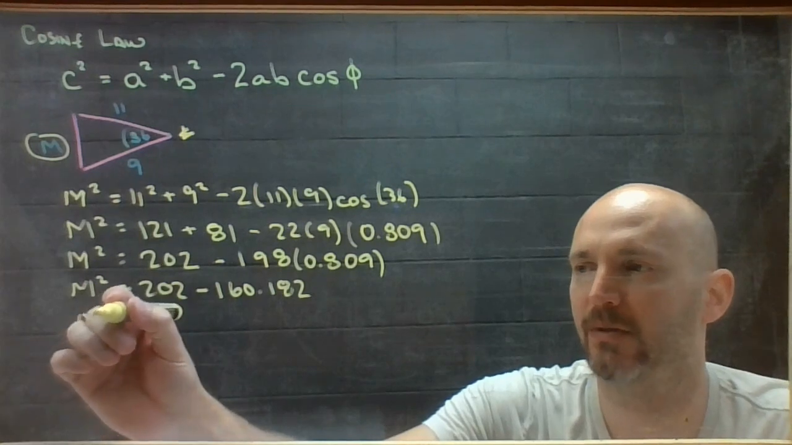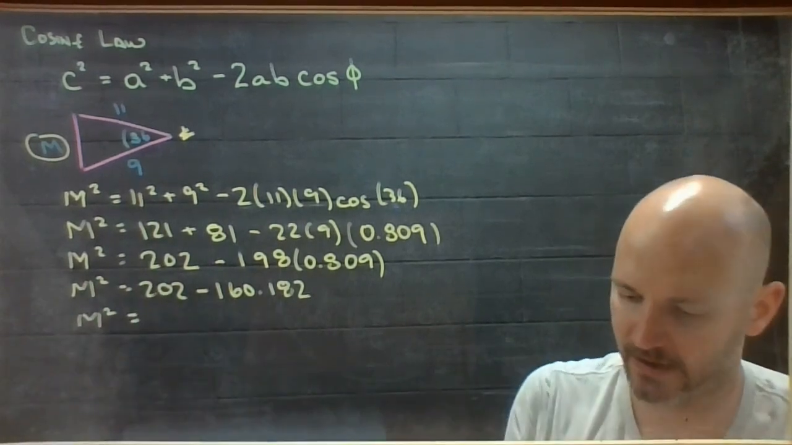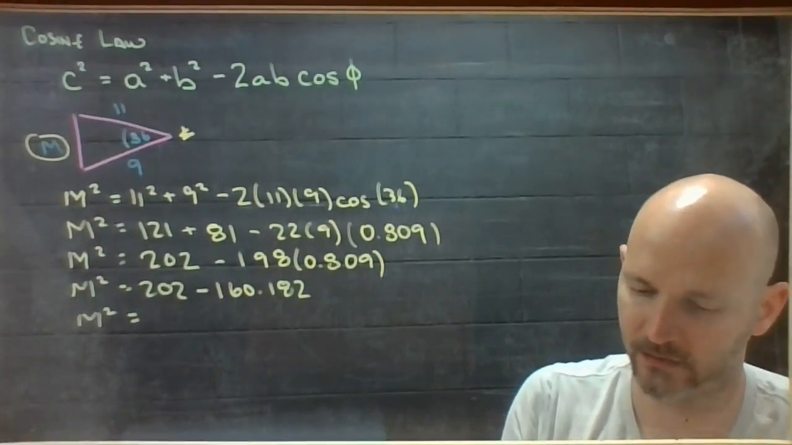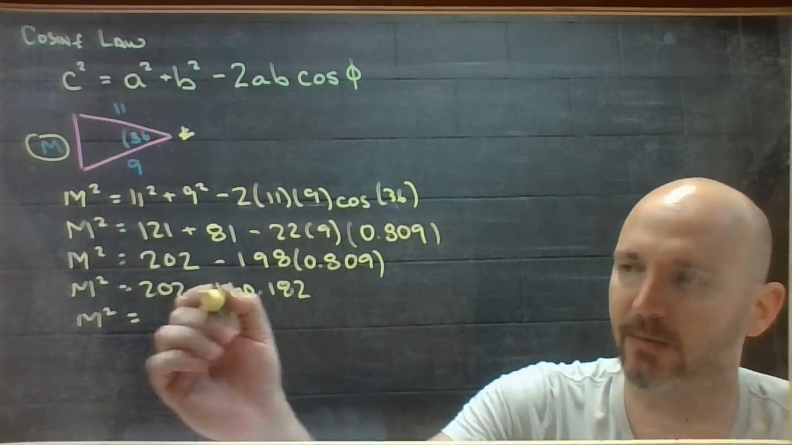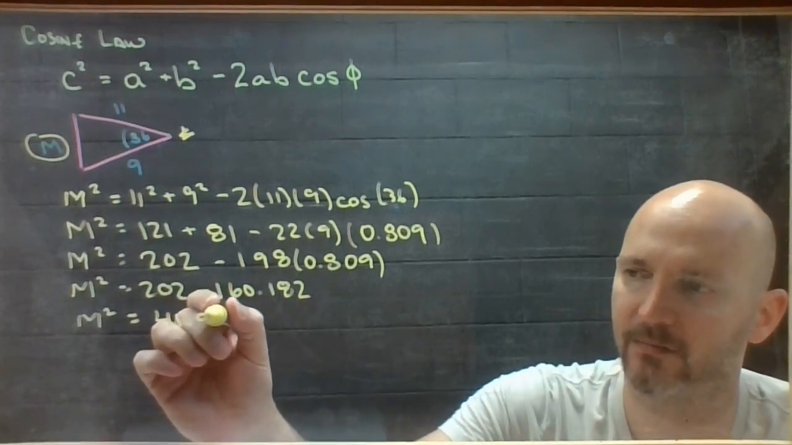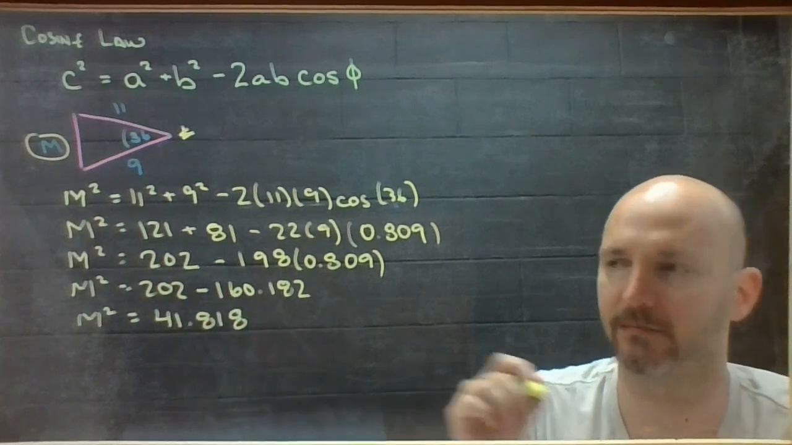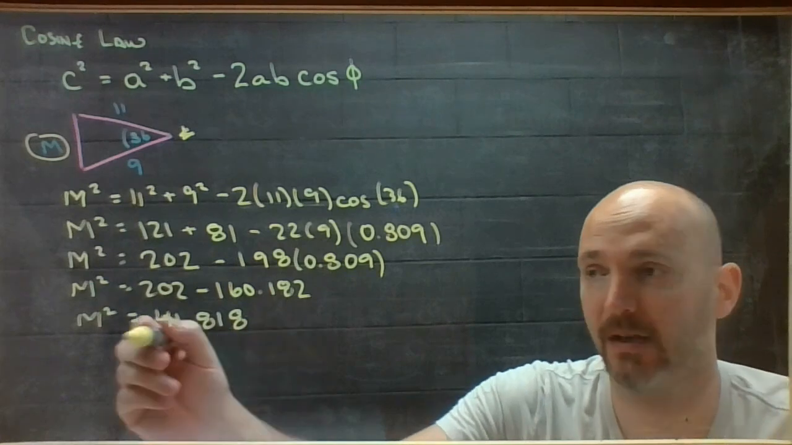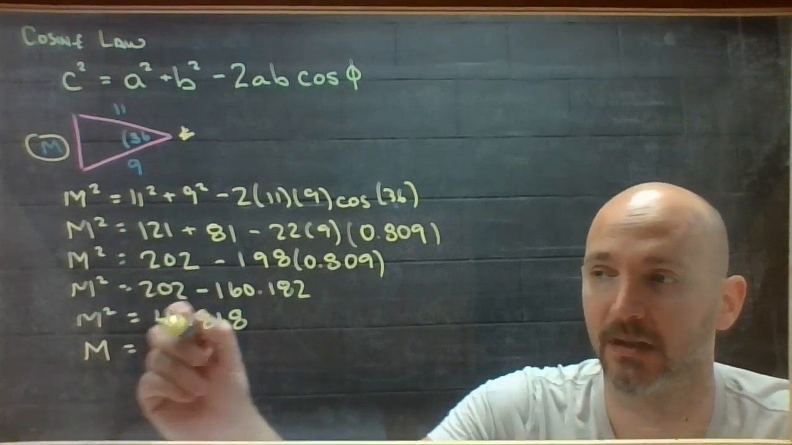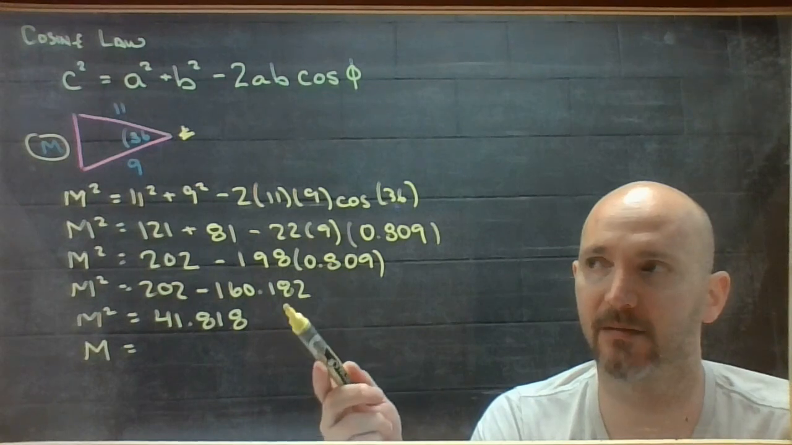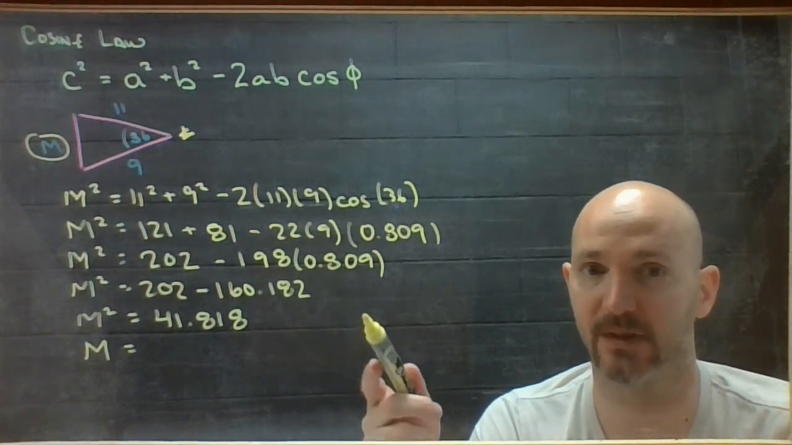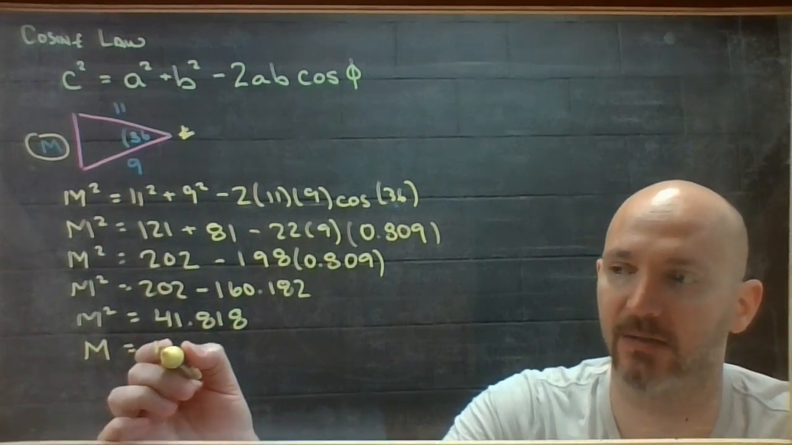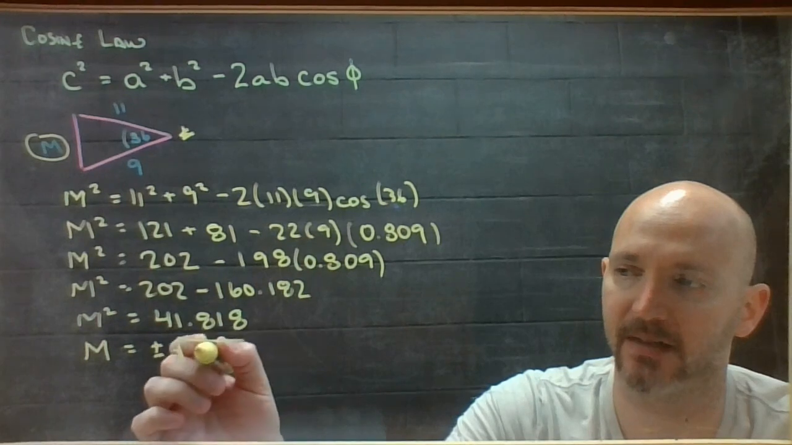And 202, subtract that number, gives me 41.818. Last thing to do, I just need to break that square. Now, I'm going to write this in to be technically correct, and then we'll discuss. Anytime you use a square root to break a square, you need to consider both the plus and the minus options.